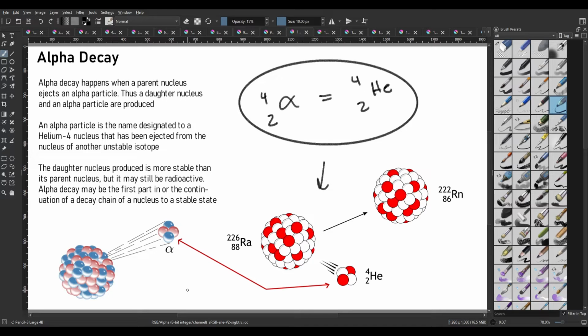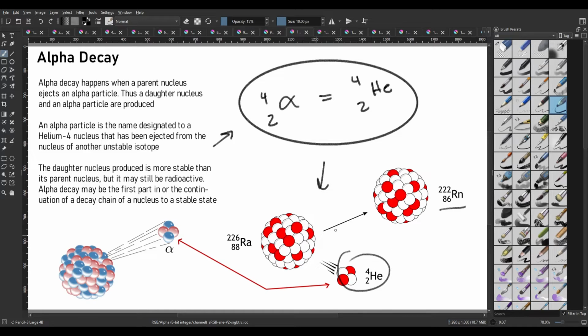And then the alpha particle is designated a helium-4 nucleus. Yep, so we understand that already. That's what we said here. And the daughter nucleus produced is going to be more stable than its parent nucleus, but it may still be radioactive. Alpha decay may be the first part or the continuation of a decay chain of a nucleus to a stable state. So we'll look at decay chains in a little bit. All that means is this nucleus is unstable. This nucleus is also unstable, but by comparison, it is slightly more stable than this one because it got rid of that extra mass here. The alpha particle is no longer part of it. So as it turns out, this radon here will continue to decay as part of a decay chain, and this is just one step of it.